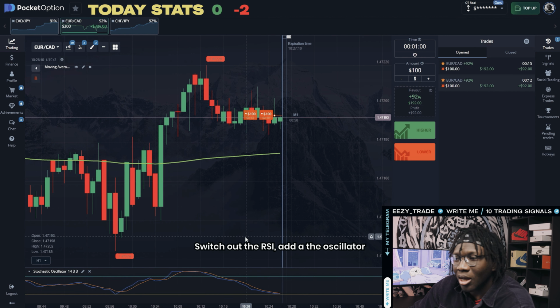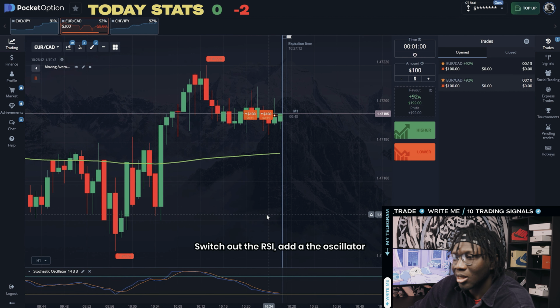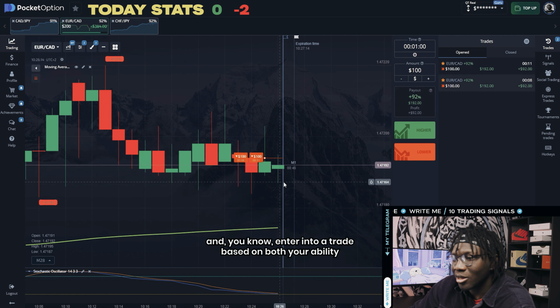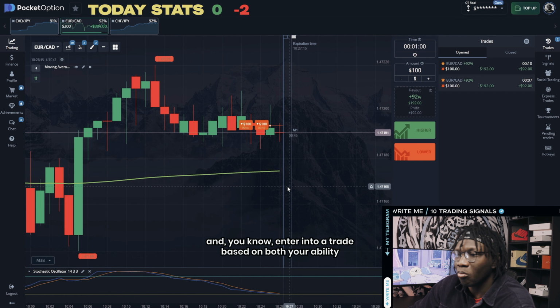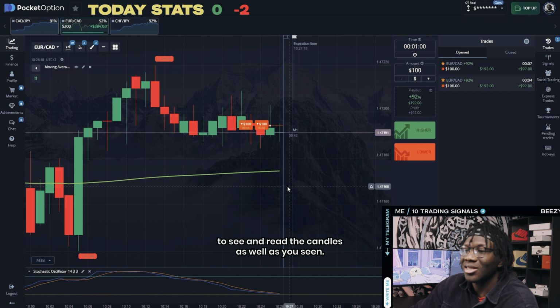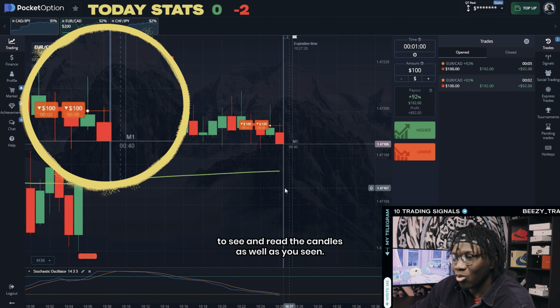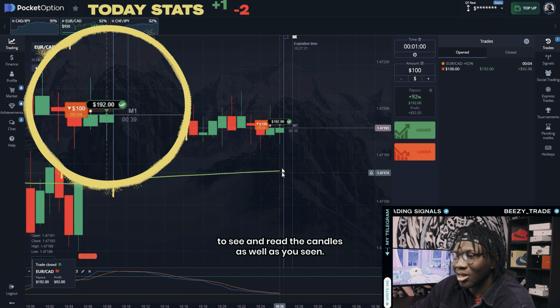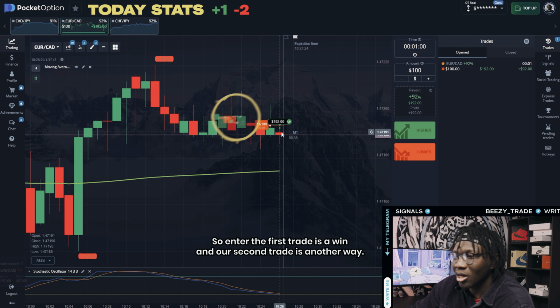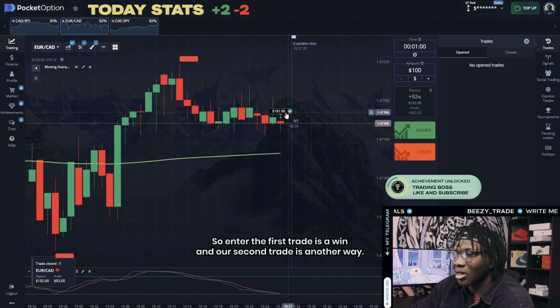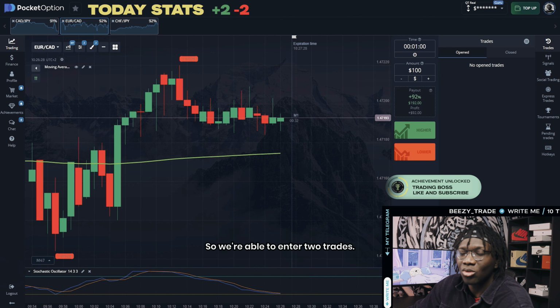Switch out the RSI, add a stochastic oscillator, and enter into a trade based on both your ability to see and read the candles, as well as you seeing the indicator. So we'll enter the first trade as a win, and our second trade is another win. So we're able to enter 2 trades.